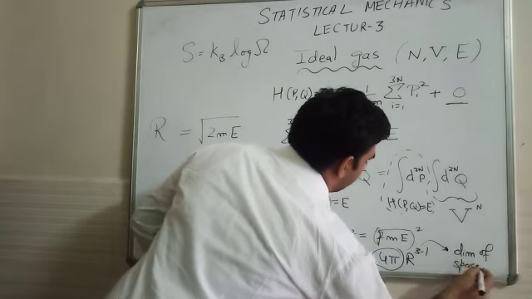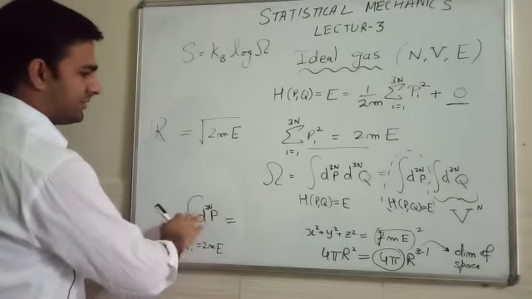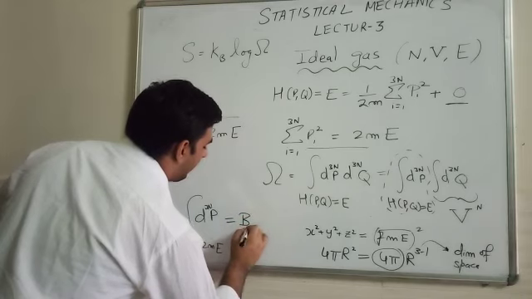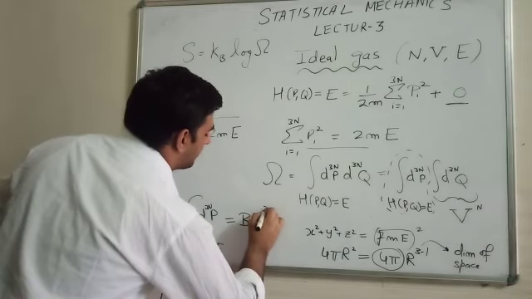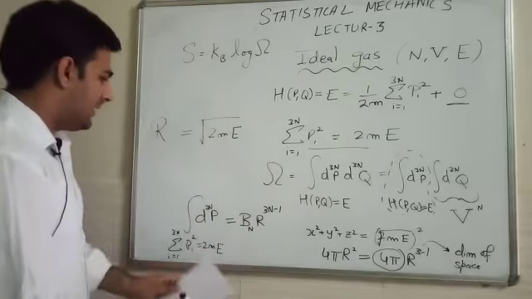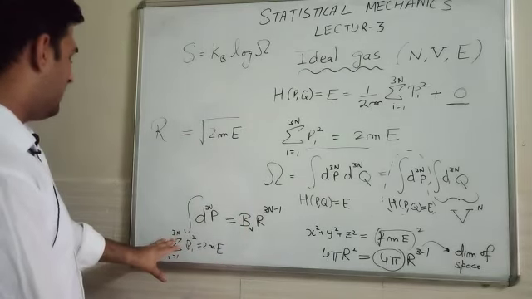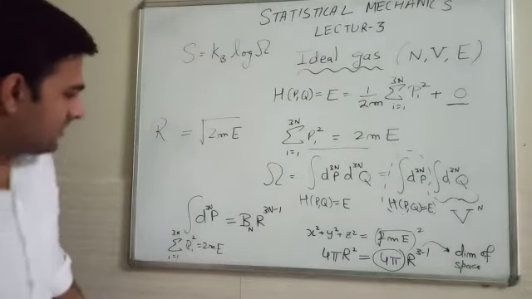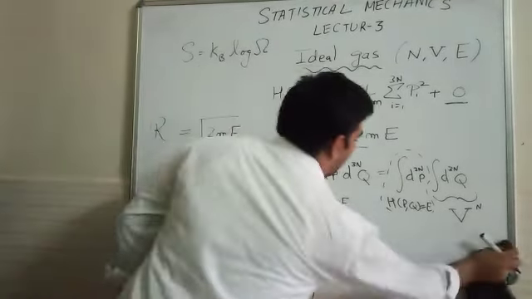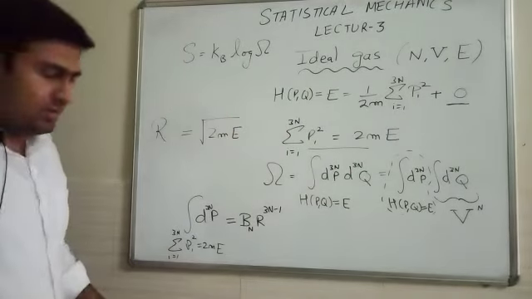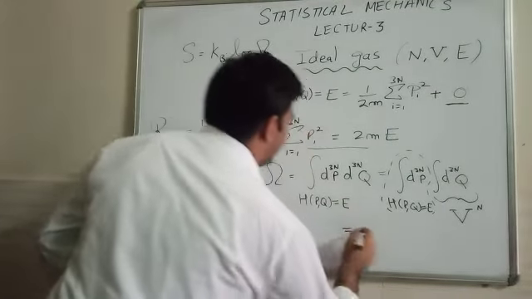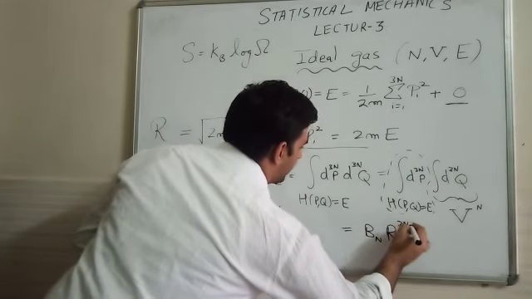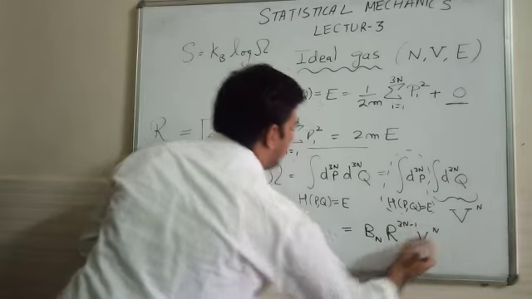So a similar argument can be given for this equation. Now we write here a geometric constant B_N and r raised to the power 3N minus 1. Here 3N is the dimension of the sphere. So you can just put it here. So this is B_N r raised to the power 3N minus 1 times V to the N.